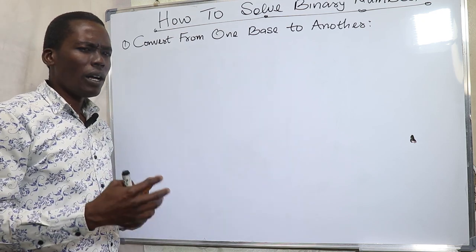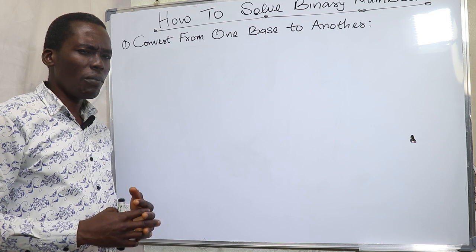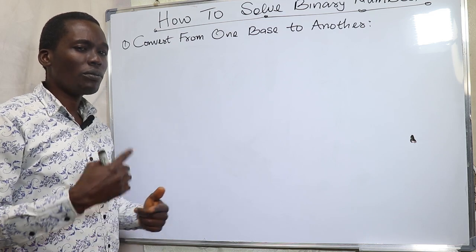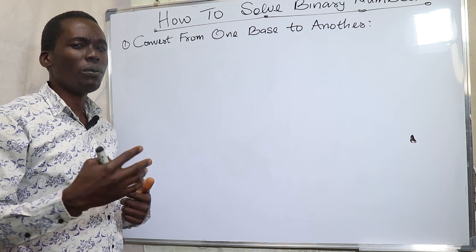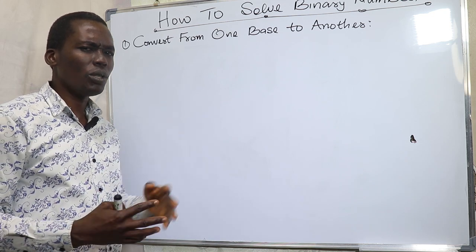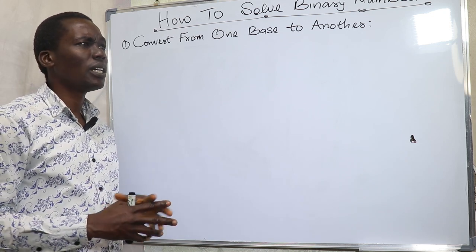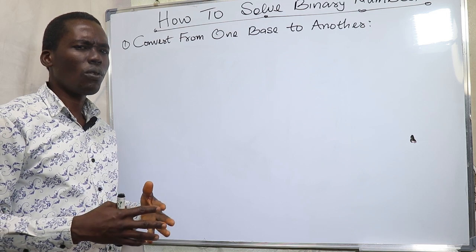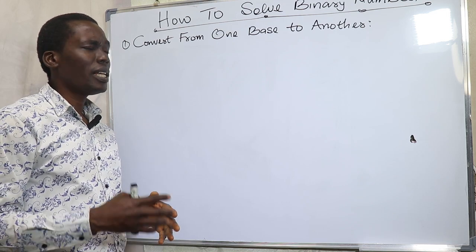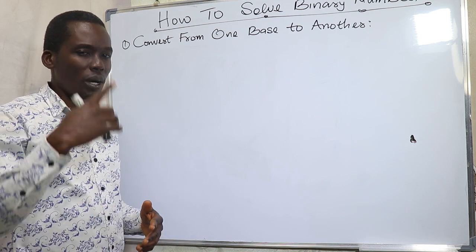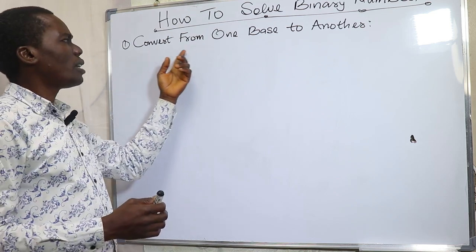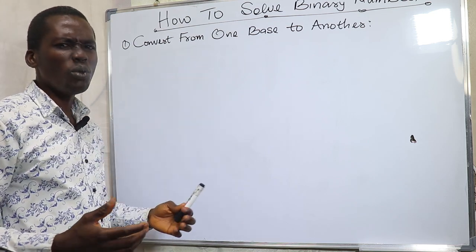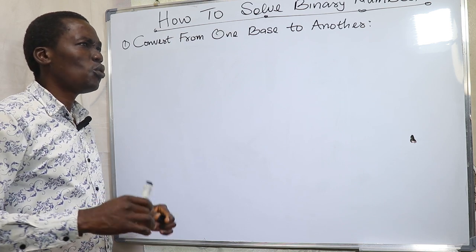We're going to look at how to convert from one base to another, how to convert from other bases to base 10, and then we'll look at how to convert from base 10 to other bases. I think these three points can really help you see how to solve binary numbers. And then we'll look at fractional decimals, but that will be in another class. Now we're going to look at how to convert from one base to another. How do I convert from one base to another?